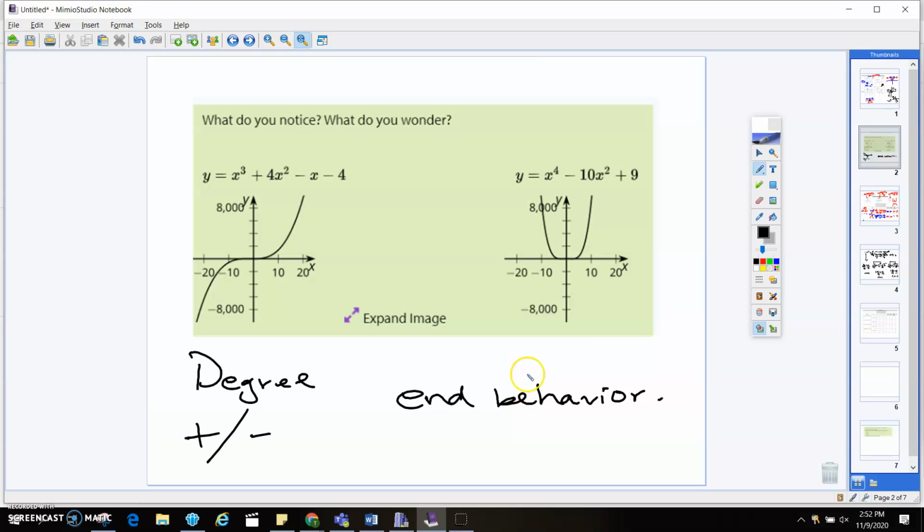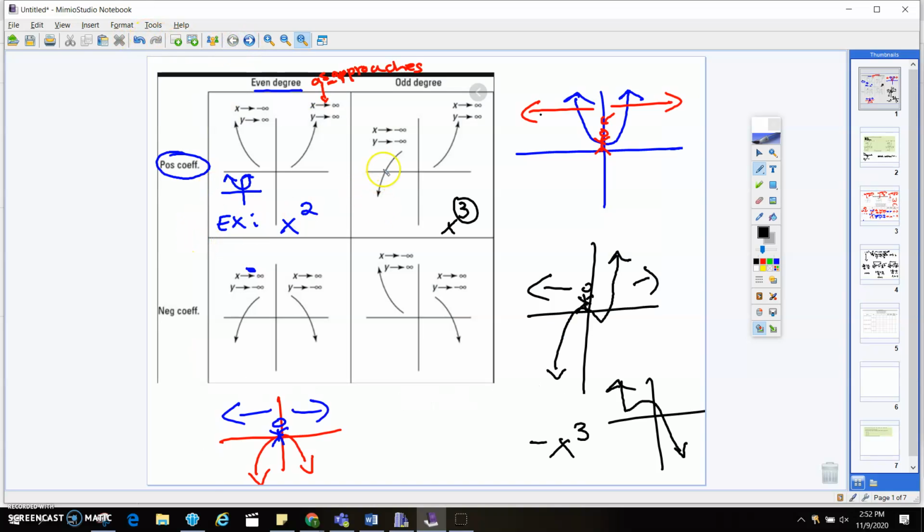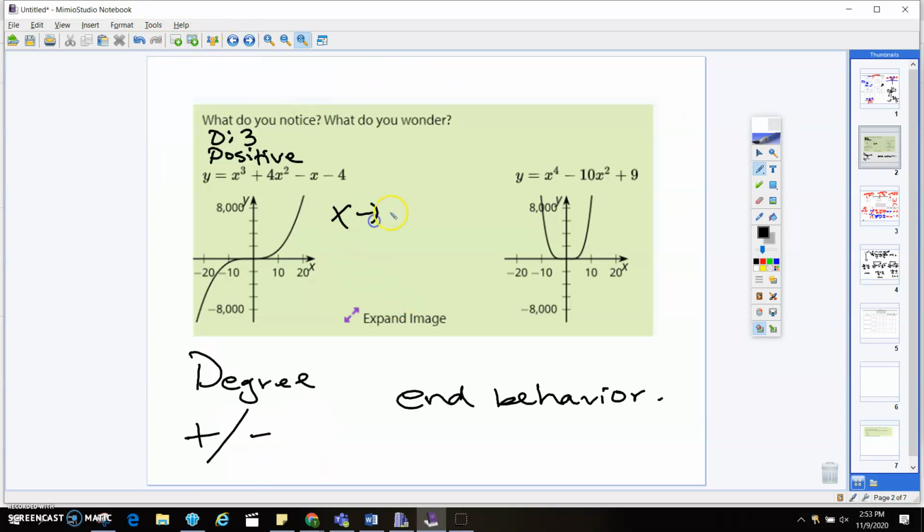Take a moment. Okay, so on this first one, the degree is 3. It's positive. And what's the end behavior going to look like? Well, if we go back to this other chart, it's going to look like this odd positive one. So, as x approaches negative infinity, y is approaching negative infinity. As x approaches positive infinity, y approaches positive infinity.